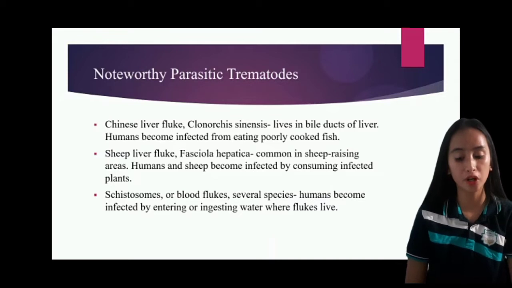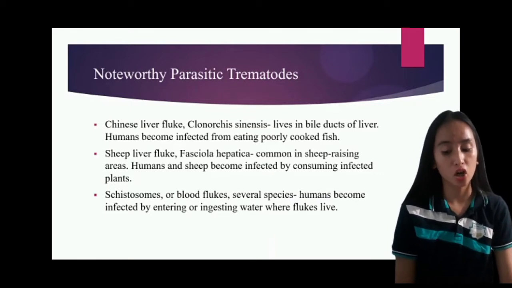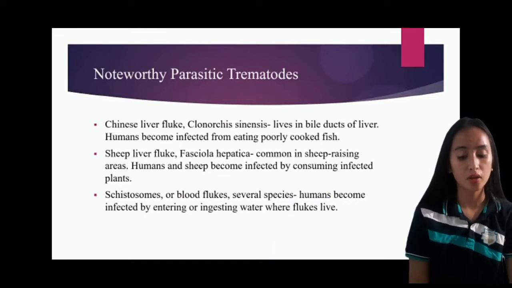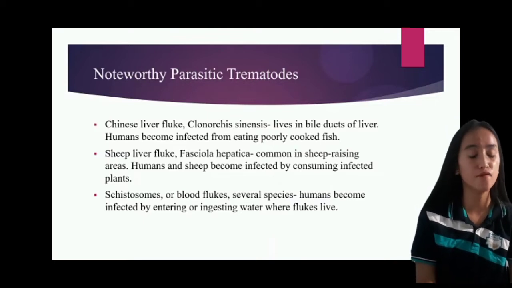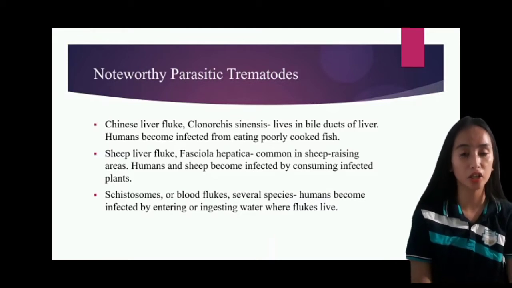Foodborne trematodiases are a group of diseases that include the parasites Clonorchis, Opisthorchis, Fasciola, and Paragonimus. These parasitic flukes have a complex life cycle involving a definitive host and one or two intermediate hosts. For example, the Chinese liver fluke, Clonorchis sinensis, can cause infection in humans eating poorly cooked fish.